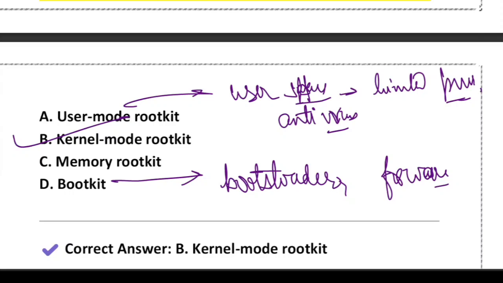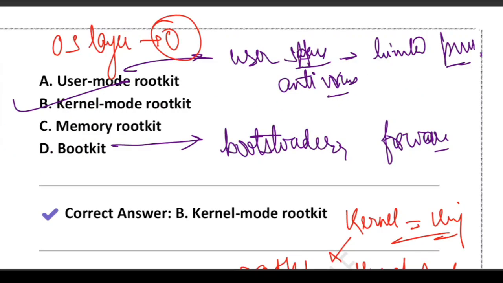A kernel-mode rootkit lives in ring number 0. If you talk about the OS layer, just remember it lies in ring 0. That is the operating system layer. It can modify system calls, drivers, and kernel modules. It can hide files, processes, logs, and other malware. It is very hard to detect because it controls what the OS reports. Wrong removal can crash the system.